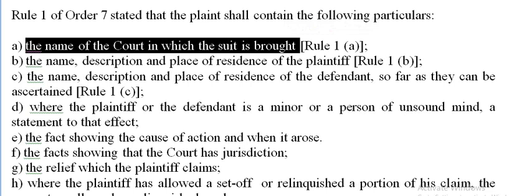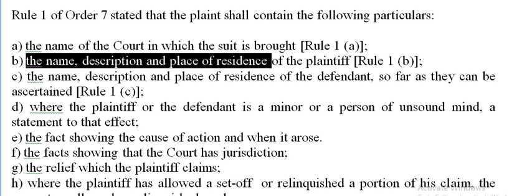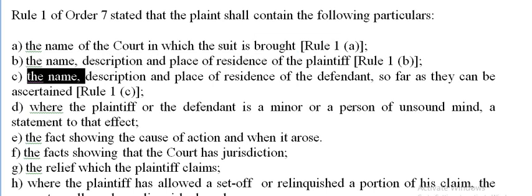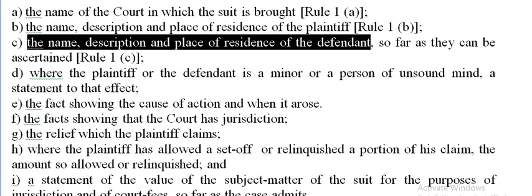Next, the name, description, and place of residence of the plaintiff. So after the name of the court, we will mention in our plaint the name, description, and place of residence of the plaintiff. And next, the name, description, and place of residence of the defendant. After writing the description of the plaintiff, we will write the description of the defendant, so far as they can be ascertained.